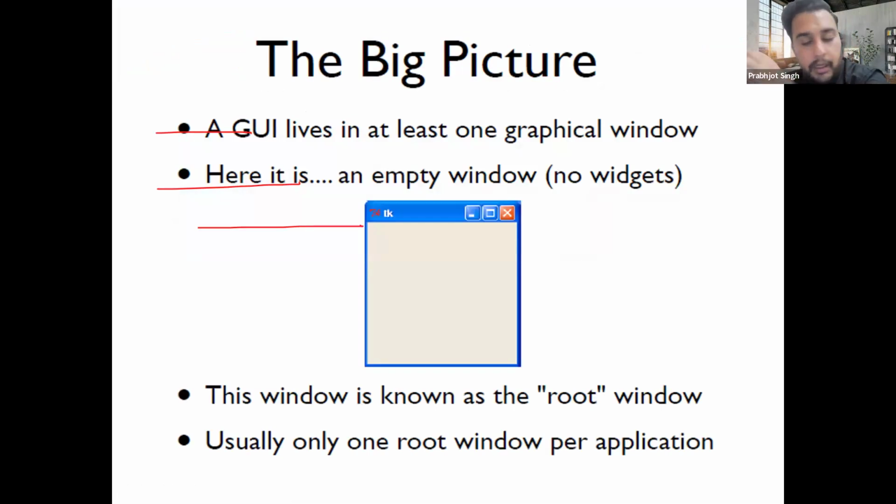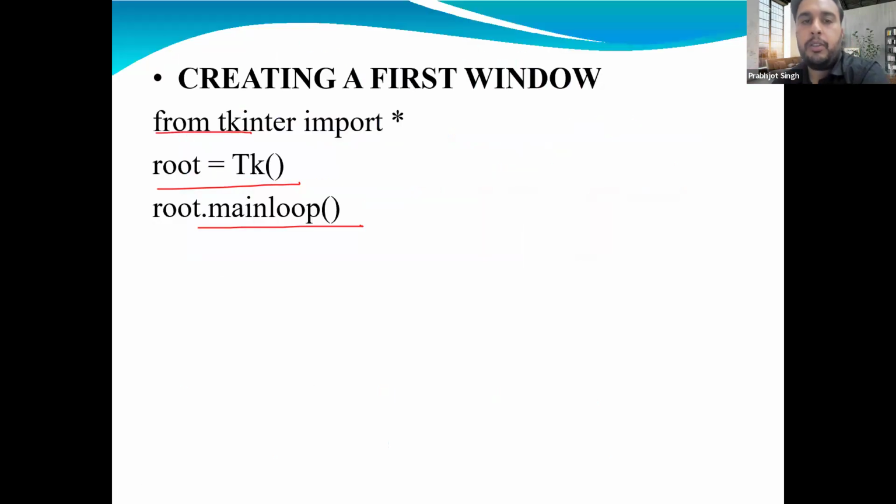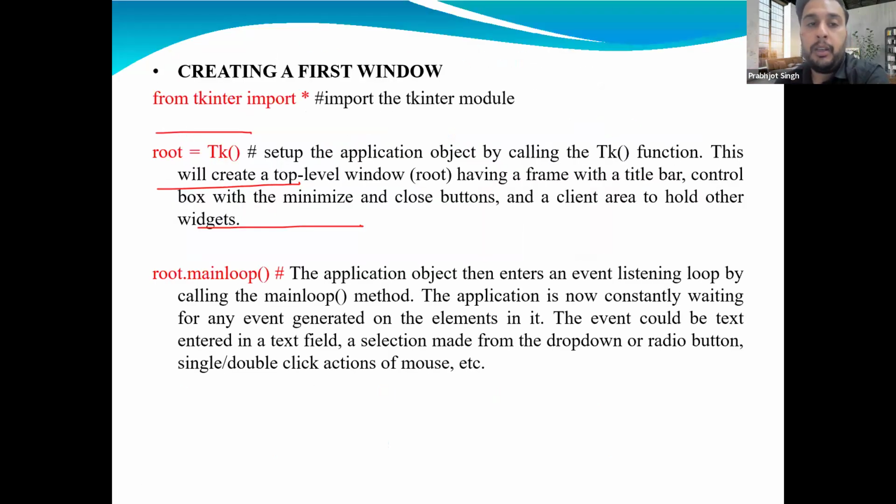But in this class, we are talking about very basic things that we need to understand so that we can create our first window using this main loop, right? And creating the first window, yes, we have to do the steps as mentioned. We have to import this module, and this is the method that we have to use. So this is the setup. This is setting up the application object by calling this inbuilt function, right?